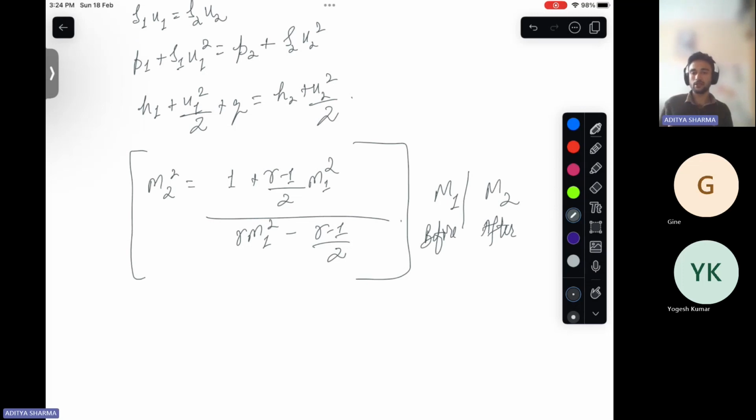So for any type of normal shock, be it moving or be it stationary, if M1 is the Mach number of the flow before the shock, then after the normal shock, let's say M2 is the Mach number of the flow. So how do we relate these two Mach numbers? That can be done using this relation that I've just written.